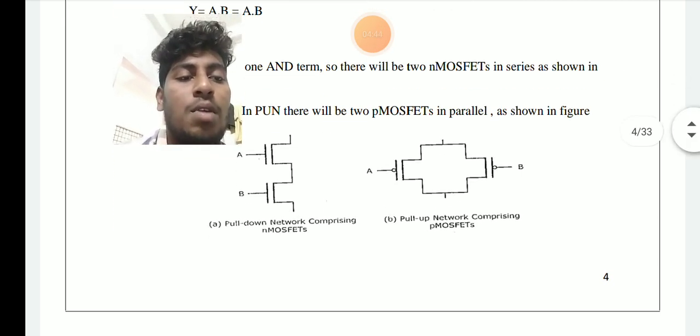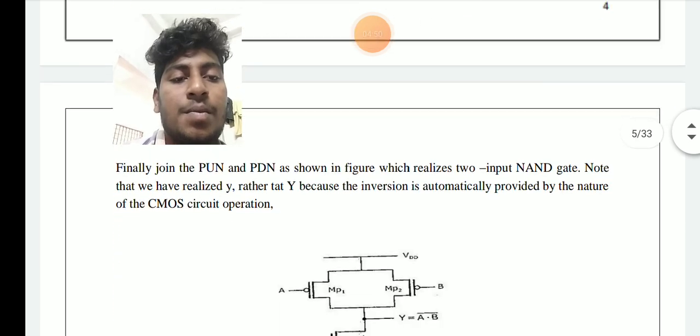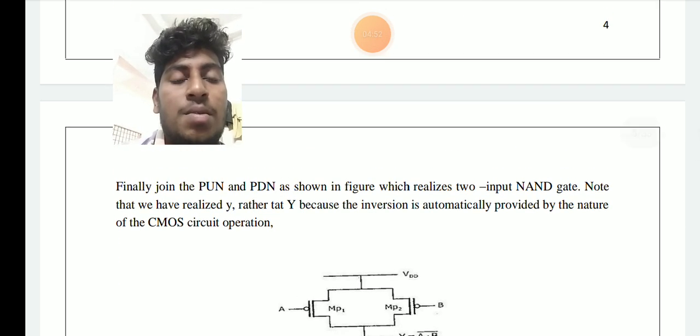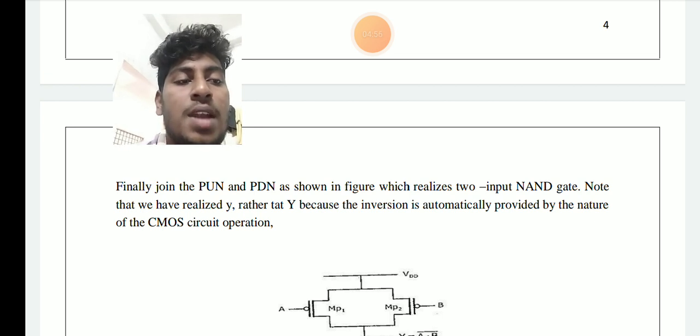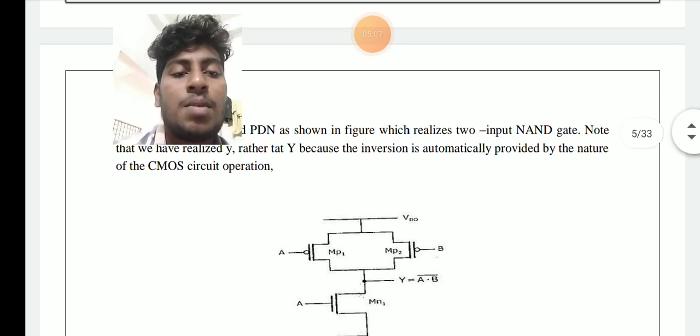The pull-up network comprises PMOSFETs and the pull-down network comprises NMOSFETs. Finally, join the PUN and PDN, shown in the figure, which realizes the two input NAND gate. Note that we realize it directly as Y rather than Y complement, because the inversion is automatically provided by the nature of the CMOS circuit operation.